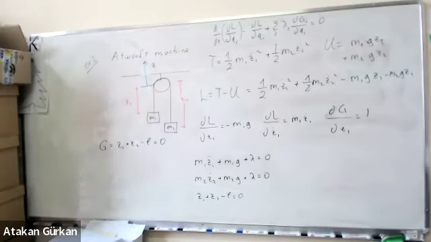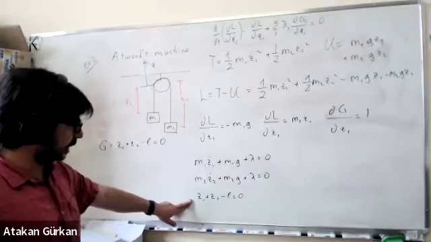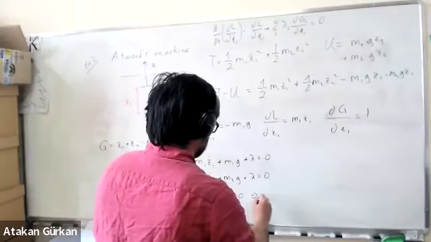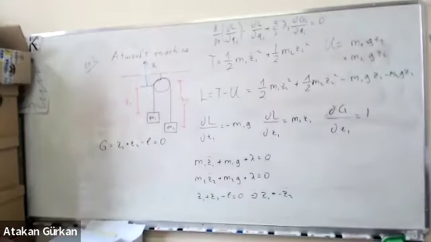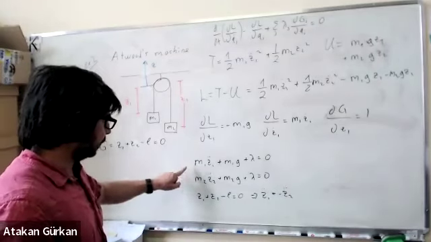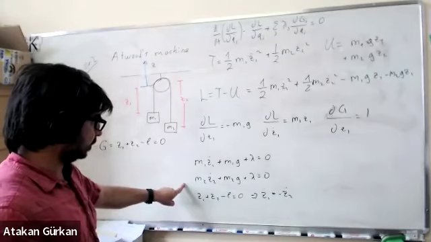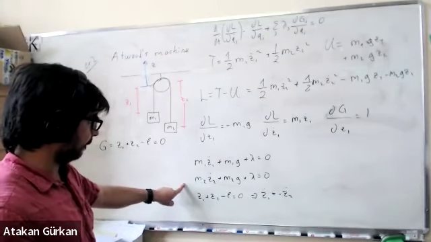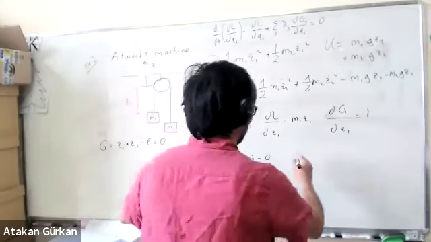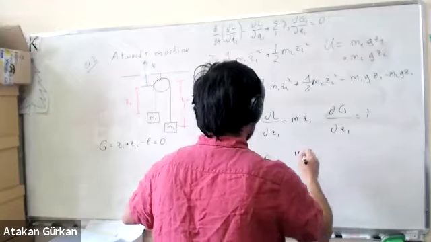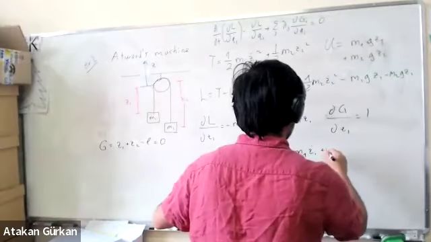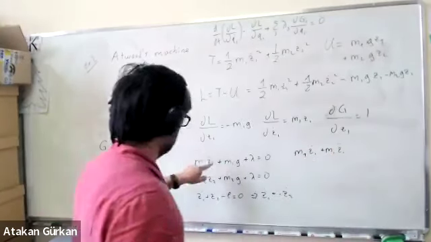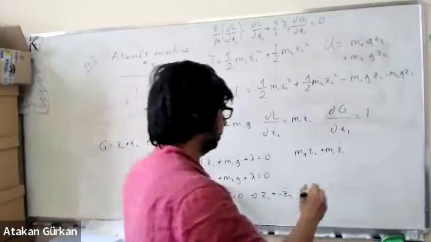Now, how can I utilize this? Well, if I take the derivative of this twice, then I get Z1 double dot is minus Z2 double dot. Yes, okay. And so if I subtract these side by side, I get M1 Z1 double dot minus M2 minus Z1 double dot is plus M2 Z1 double dot. This is M1 minus M2 times G.